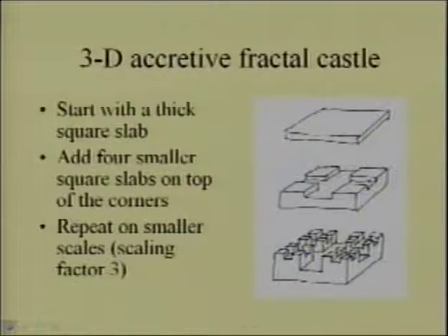I'm going to show how to build a fractal castle by accretion, an accretive fractal. Start with a thick square slab, and then I use a scaling factor of 3, and I add 4 smaller square slabs on top in the corners. So rather the reverse process of doing the Sierpinski gasket. And then each of the smaller square slabs will get its own 4 smaller square slabs to build the little turrets. And I have here three levels, and it does look like a castle with turrets, and I can continue this to get smaller and smaller fine structure. So this is how we build an accretive fractal, and already there is some resemblance, and the resemblance is not superficial, say, with human architecture.